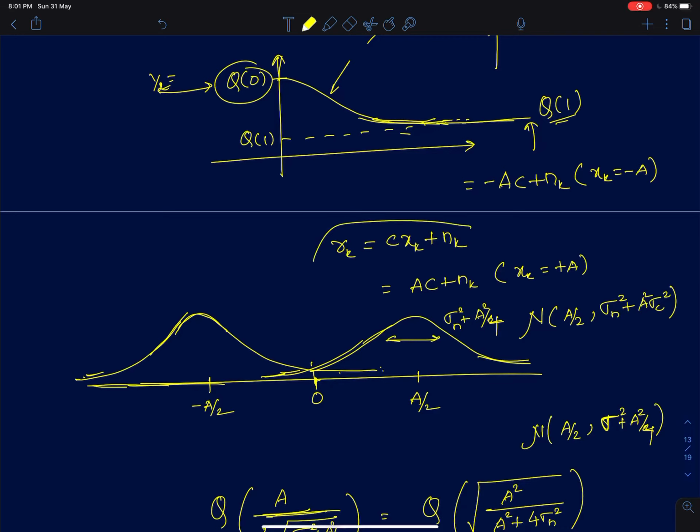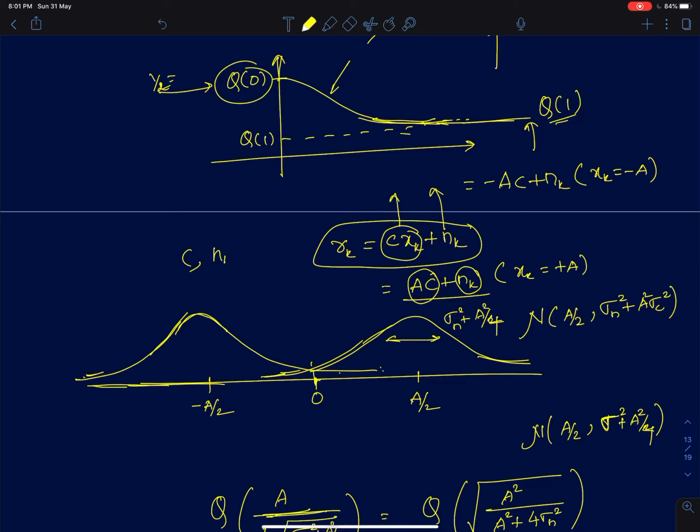So if you see Rk equals C xk plus Nk. Nk is a Gaussian random variable. C into x of k is also a Gaussian random variable, because if I assume xk is plus A, you are going to get AC plus Nk. Now AC is again a Gaussian random variable. We saw what its mean and variance are. Nk is a zero mean Gaussian random variable, and for C, the variance is 1 by 4 and mean is half. So for this, now I have to state this very important thing.